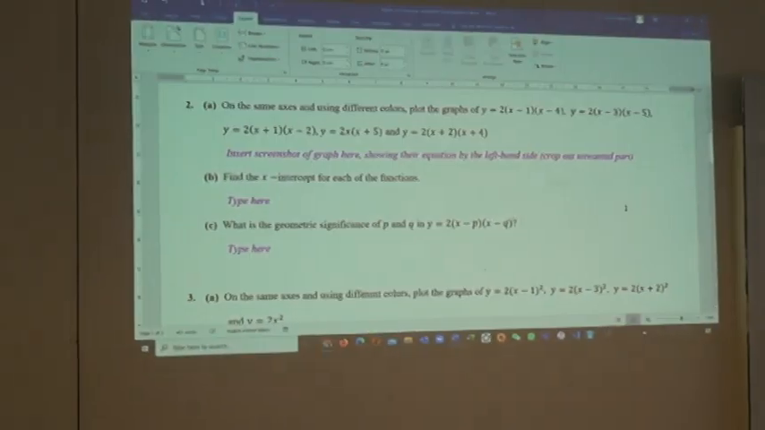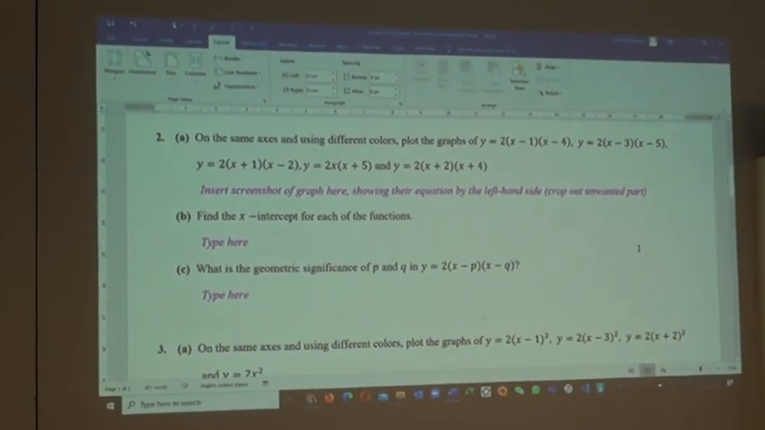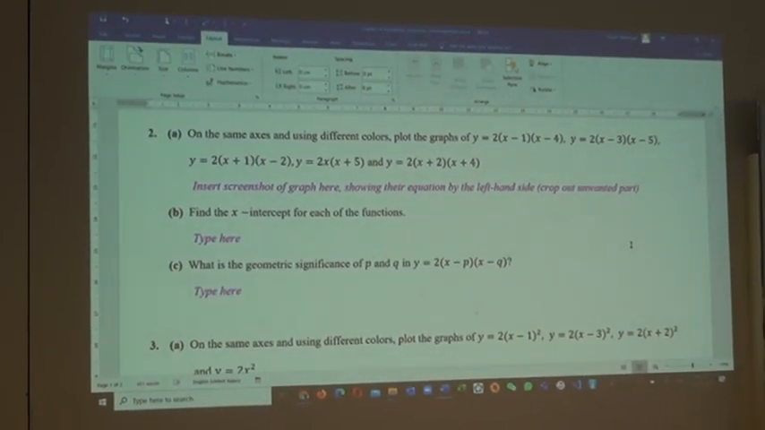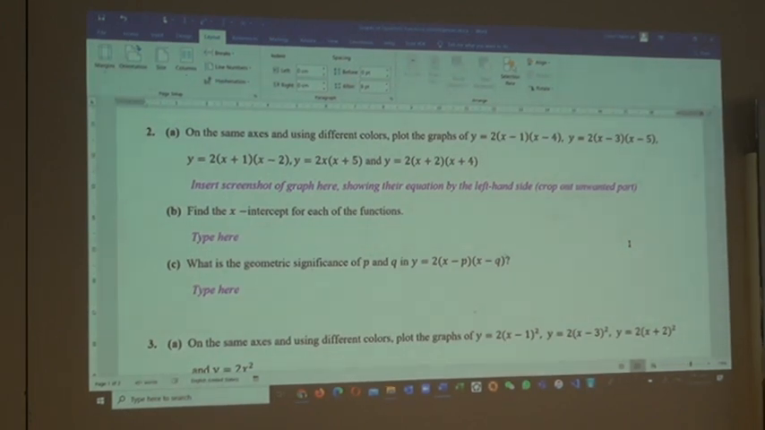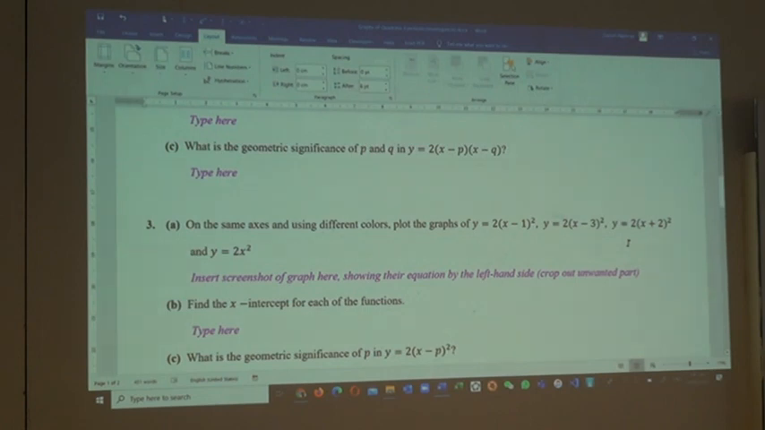Okay, thanks. Now, for the second part, you were to check the significance of P and Q. So I asked you to do all that, then I said find the X-intercept. The X-intercept remains what you have done. The significance is that P and Q are the X-intercepts. I think that was quite straightforward. It's just like an extension of question 1. Am I making sense, please?